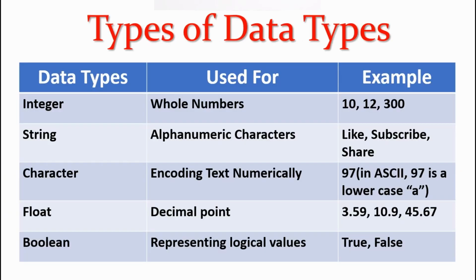Types of data types. There are five different types of data types: integer, string, character, float, and boolean. Integer is used for whole numbers, string is used for alphanumeric characters, a character is used for encoding text numerically, float is used for decimal point, boolean is used for representing logical values.